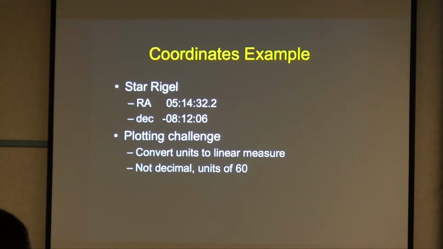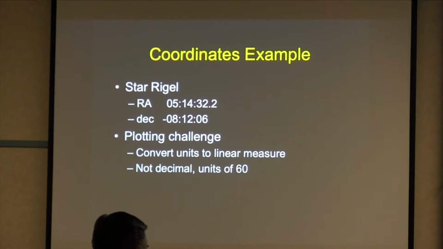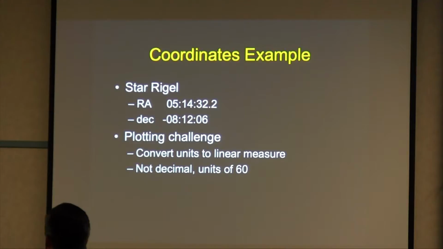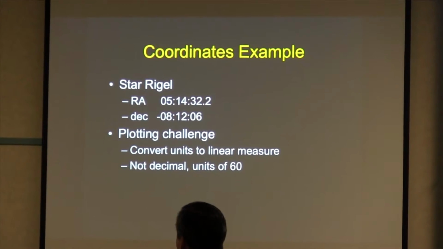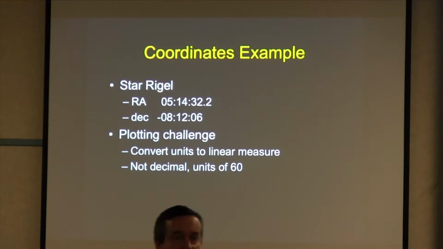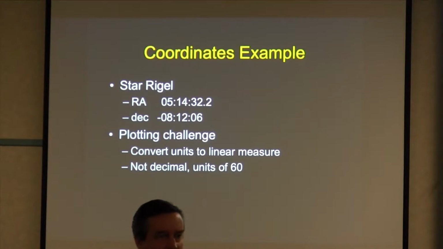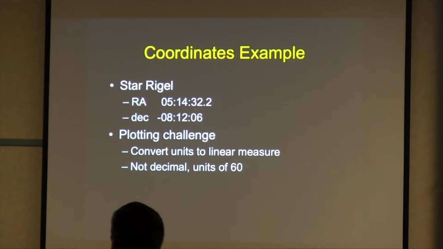So here's your plotting challenge. We have to take these hours, minutes, seconds, and these degrees, minutes, seconds, and convert it to some sort of linear measure, because those aren't linear. Remember that it's not decimal, it's in units of 60 for a lot of these things. So 50 isn't halfway, 30 is halfway. Just a small little tweak on things like that.